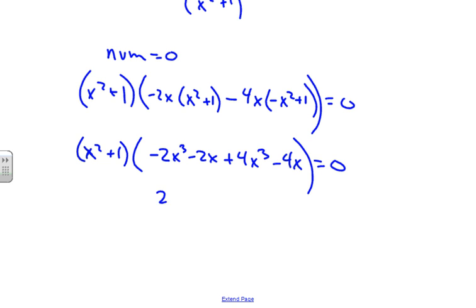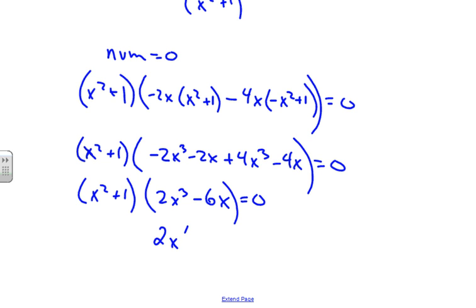All right, so 2x cubed, simplifying this a little bit farther, negative 6x, and then we have x squared plus 1. Now I'm going to factor out a 2x because once again, remember, we want to find where the zeros are. So we got 2x, and what we have left over is x squared minus 3, set equal to 0. Once again, I don't really care about you, but I'll still write you out.